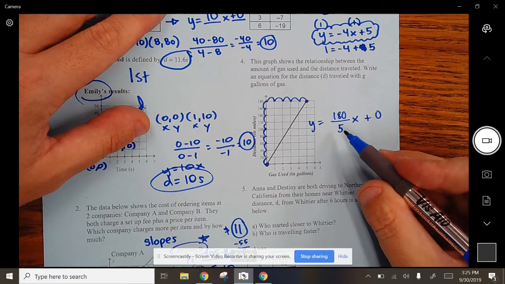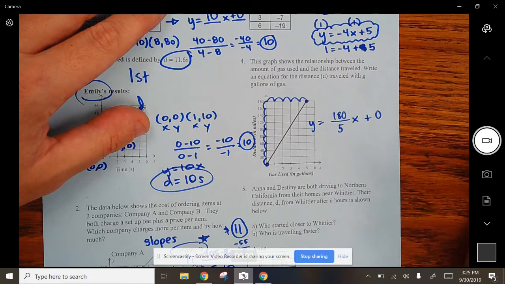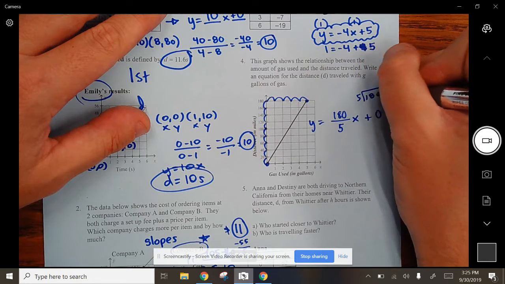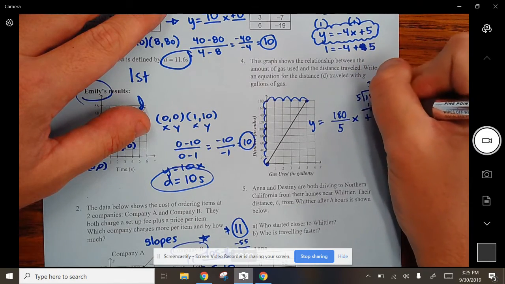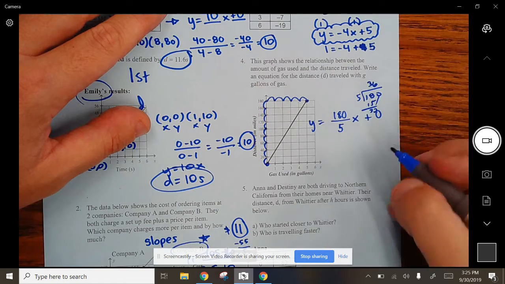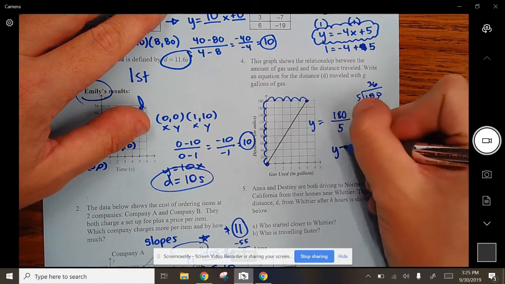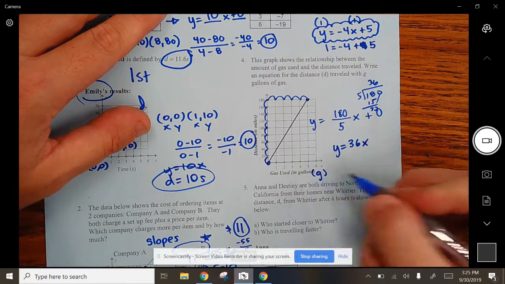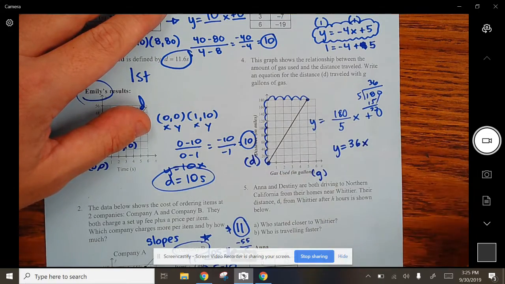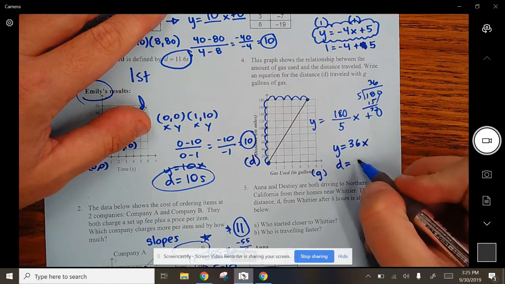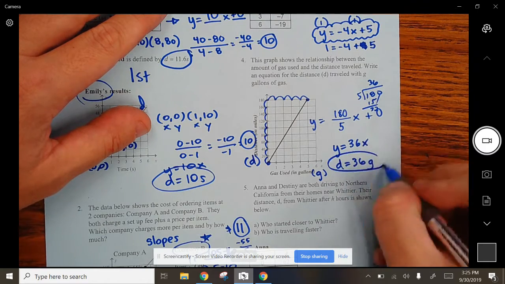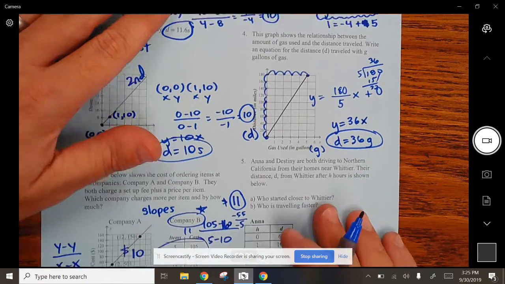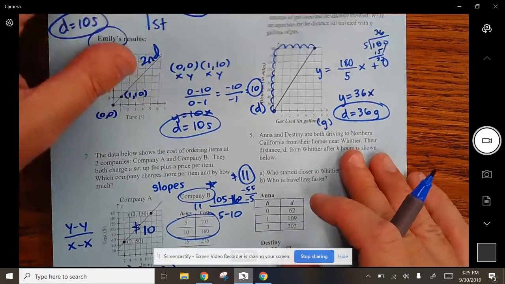But let's go ahead and see, does 5 go into 180 and how many times? If I go ahead and do the math, 36 times. So y equals 36x. But guess what? This is represented with g. This is represented with d. So your distance equals 36g. And that's a tough one to go ahead and use the different letters, but I want you to start seeing it that way.